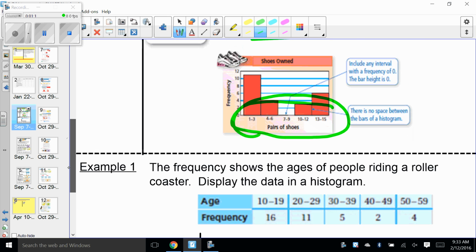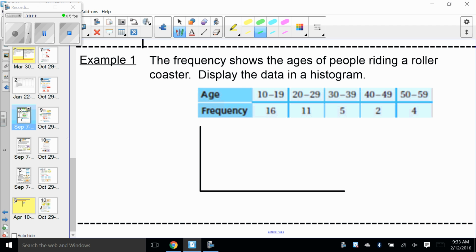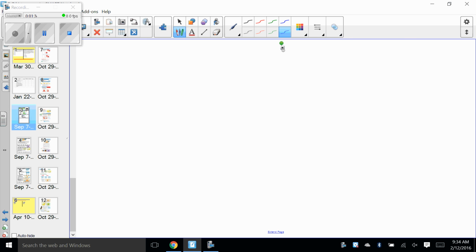Okay. So example 1, here's our first example of a histogram. First of all, we need a title. It says the frequency shows the ages of people riding a roller coaster. So we're going to talk about the roller coaster. Okay, I'm using one of the tablet pens, so it's a little bit messy. Sorry about that, guys.